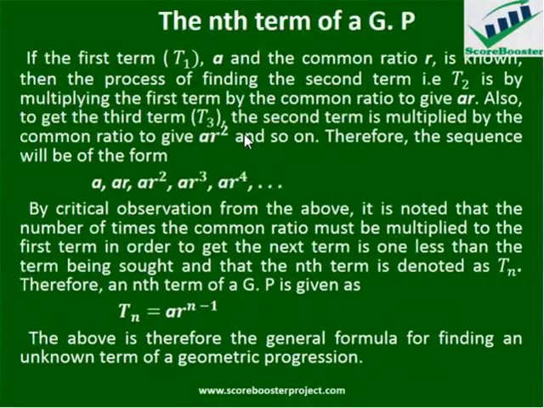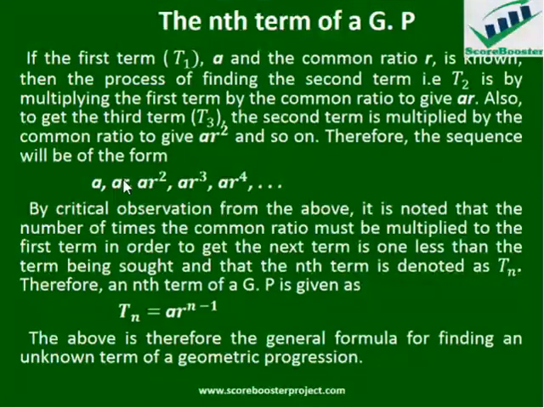Therefore, the general form of a geometric progression will be of the form A, AR, AR squared, AR cubed, AR raised to power 4, and so on. If you observe this critically, it is noted that the number of times the common ratio must be multiplied to the first term in order to get the next term is one less than the term being sought.